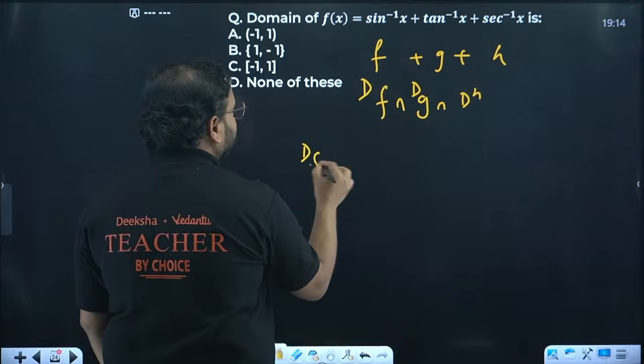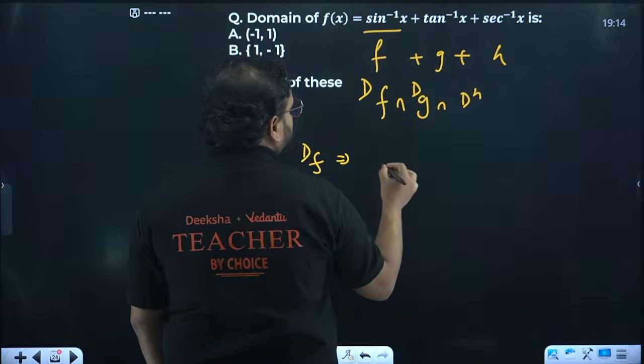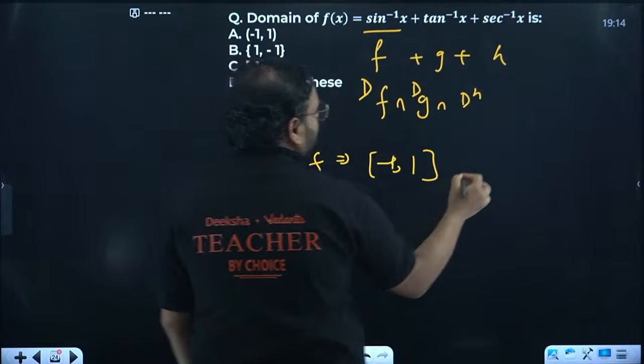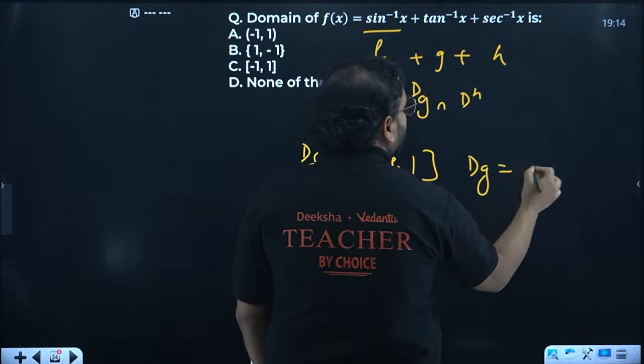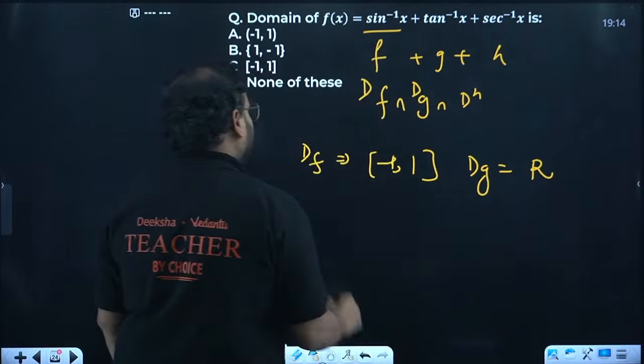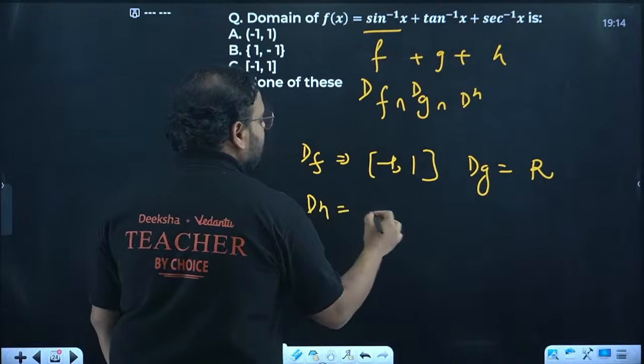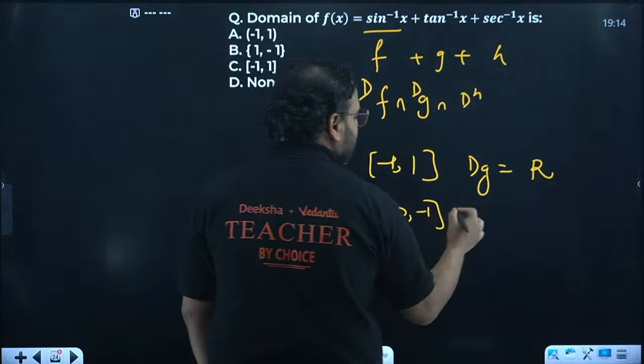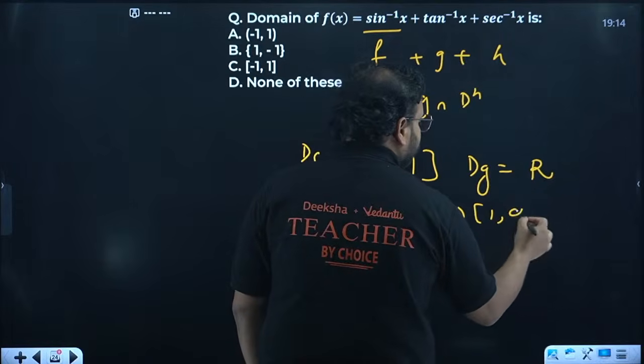What is the domain of f, the sin inverse function? -1 to 1. What is the domain of the function g? All real numbers. And the function h? -∞ to -1, open here, closed here, union 1 to infinity.